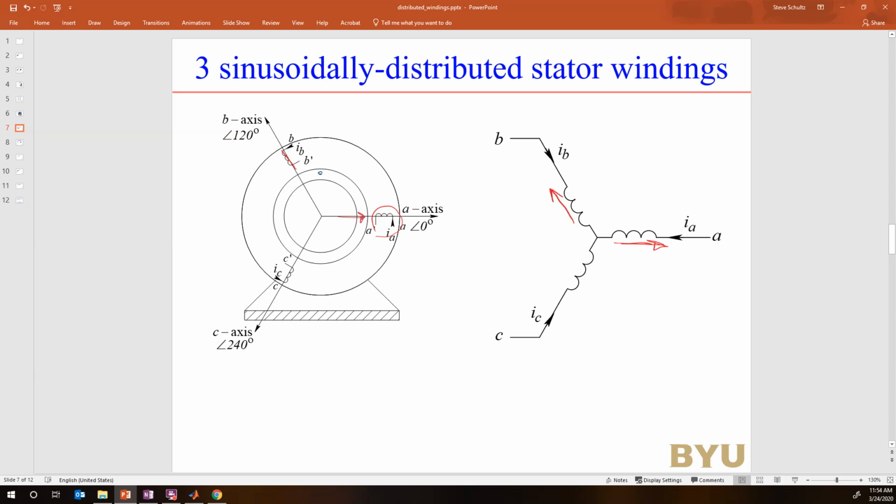Okay, and then I have a C1 down here. So you see I have distributed windings going around these, where the magnetic axis of those windings is going to be either 0, 120 degrees, or 240, right? And 240, sometimes we call this negative 120 instead of 240. So now we have 3 sinusoidally distributed stator windings connected with different currents in this Y configuration.